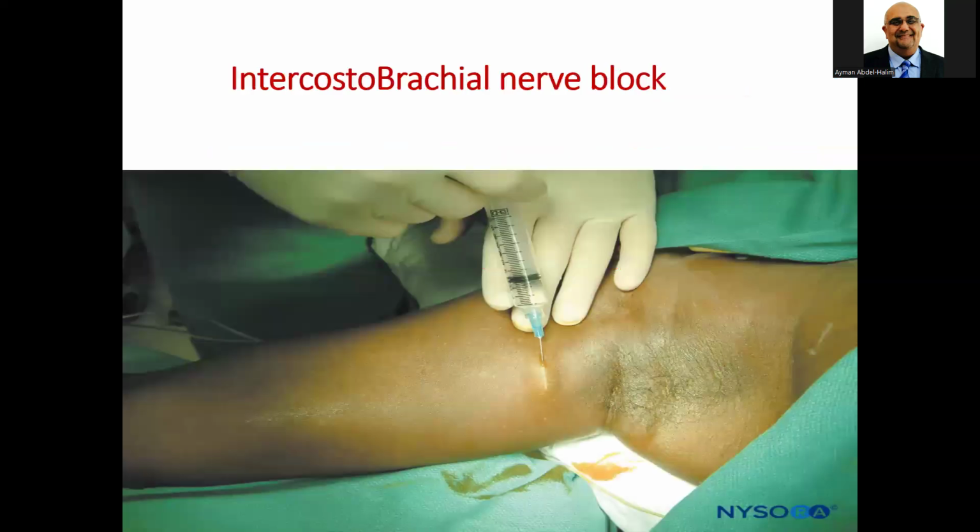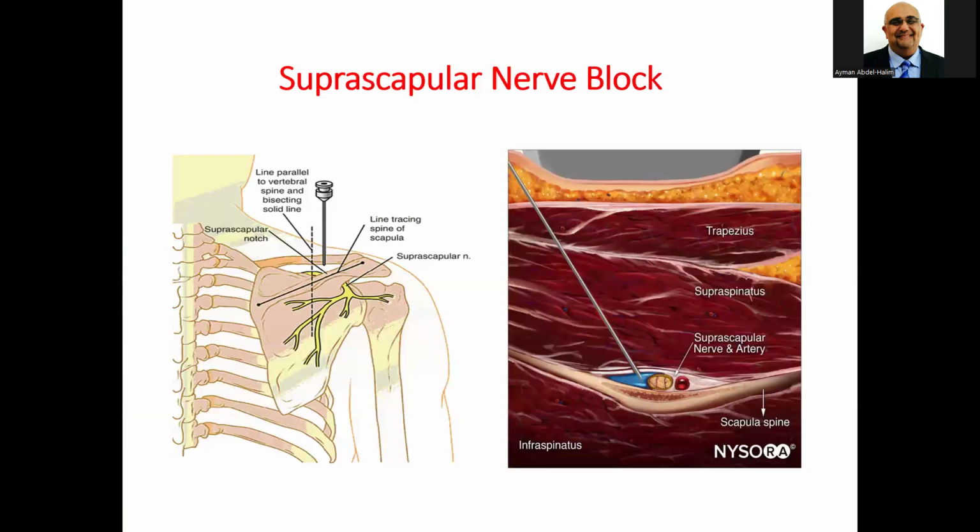Okay, we're gonna go through some of the things that we do as well here. This is the intercostobrachial nerve that basically always gets affected in breast cancer surgeries. A suprascapular nerve block. We do a lot of these, especially in cases of frozen shoulder.